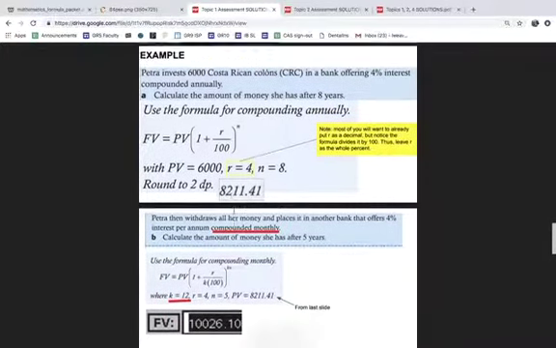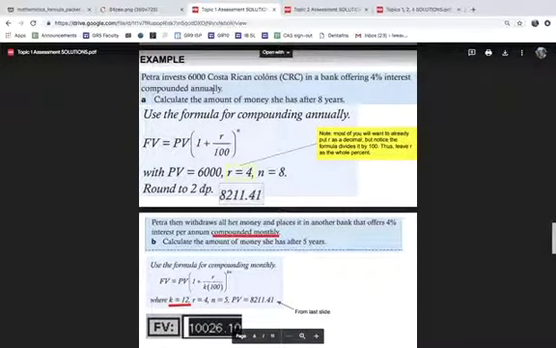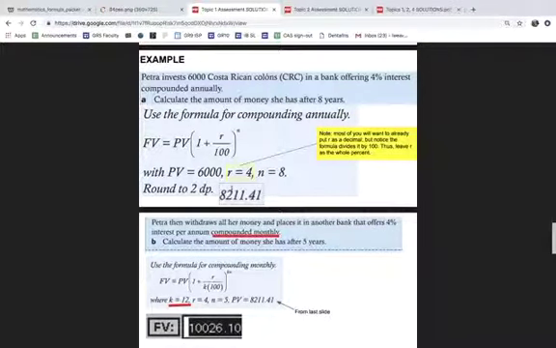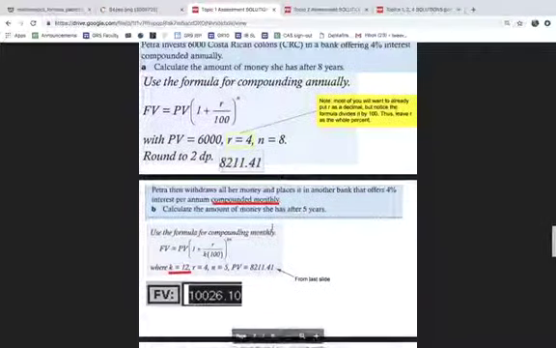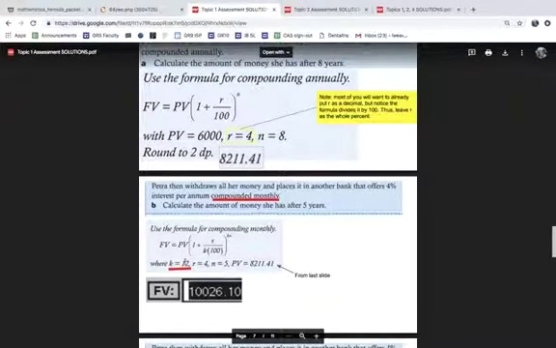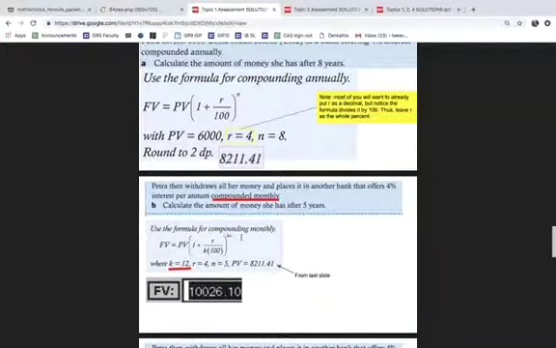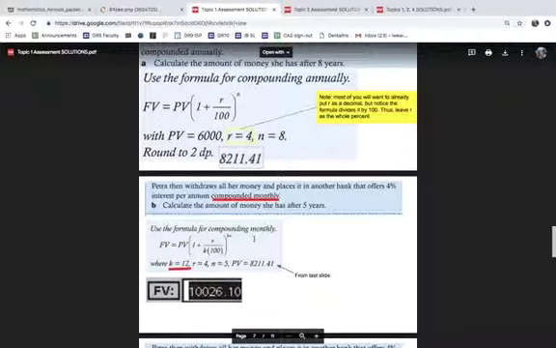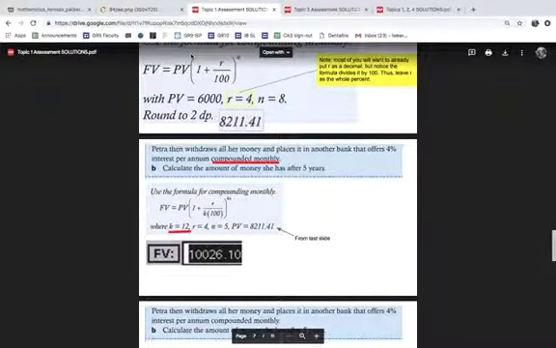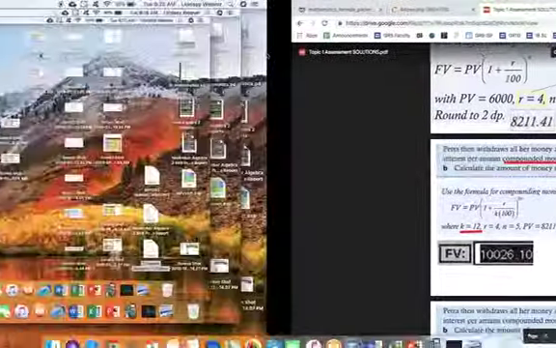Our compounding number per year is annually, so our K value would be 1, and we should get 8211.41. If you're doing monthly, your K value would be 12. You can substitute that into your TI-84 exactly how it looks, and it will get you the correct answer every time. So that concludes your topic 1 assessment.